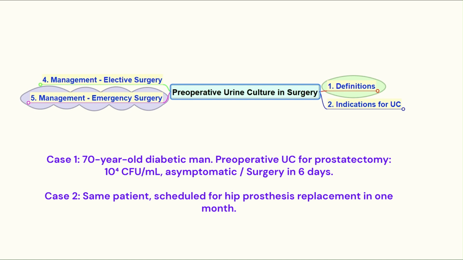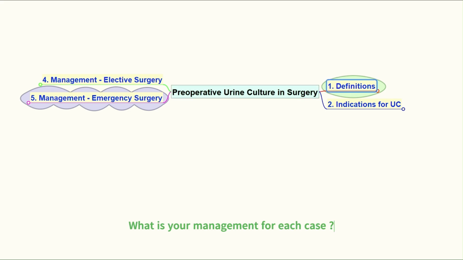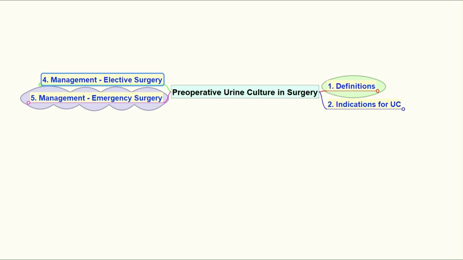Case 1. A 70 years old diabetic man, preoperative urine culture for prostatectomy. 10,000 CFU per ml, asymptomatic. Surgery scheduled in 6 days. Case 2. Same patient, scheduled for hip prosthesis replacement in 1 month. Topic will cover definitions, indication, and management in elective and urgent surgery.